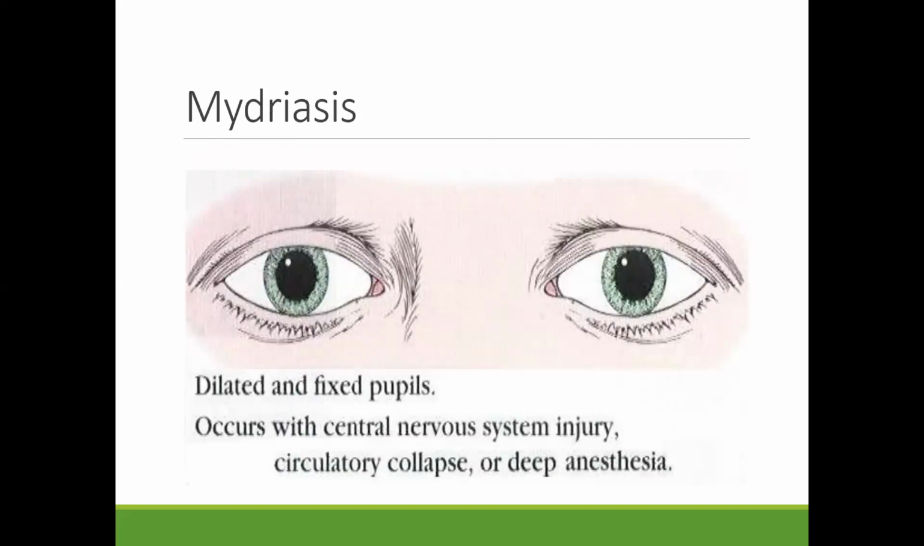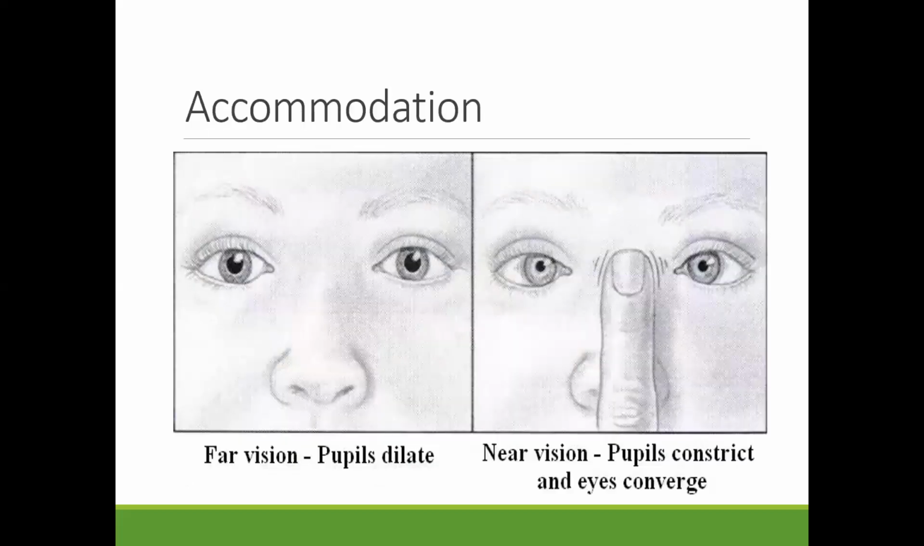Mydriasis is dilated and fixed pupils. This is usually because of deep anesthesia, circulatory collapse, or nervous system injury. So you'll see this big pupil, but it won't react. Most pupils get big or small, depending on the light. So when you shine the light, they don't move, which looks crazy when they don't respond. Accommodation, this is, again, you want to bring that finger, that pen, whatever, in toward their nose, and then they should follow it and should look, the pupils constrict and the eyes converge.